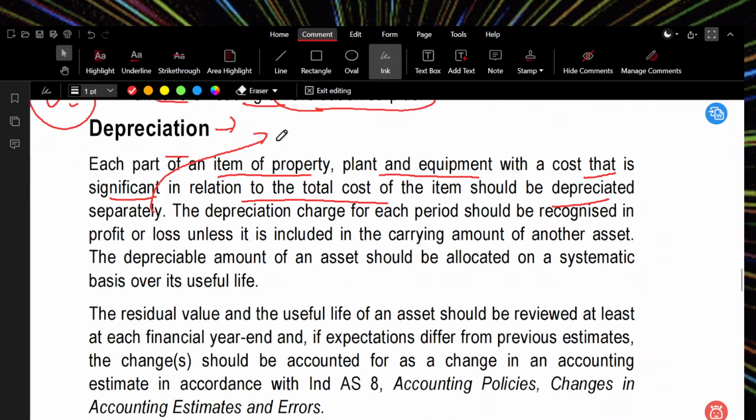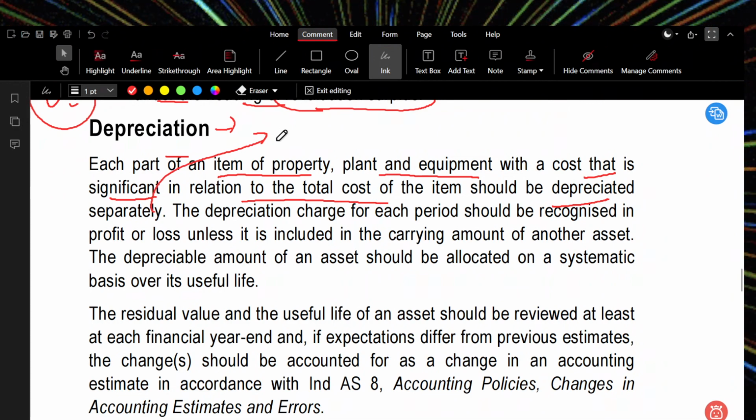You can't charge depreciation singly on the total of all assets. For every asset, what is the date of purchase, what is the number of days used, what is the percentage of depreciation you have charged, every year's depreciation, every month's depreciation, exactly should be done. There should be no bias in it.